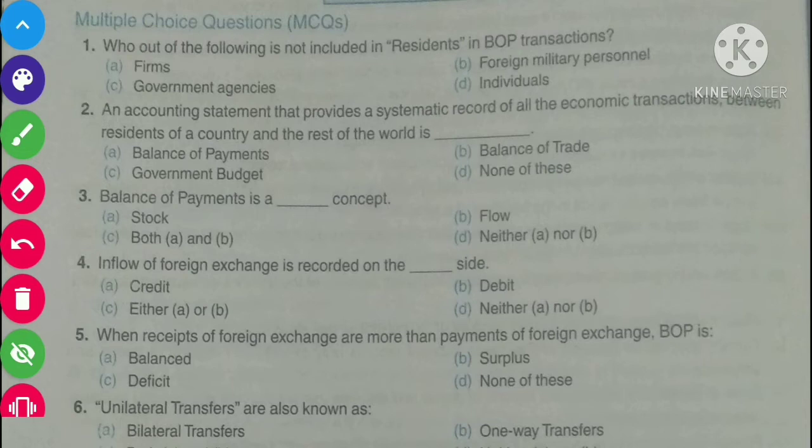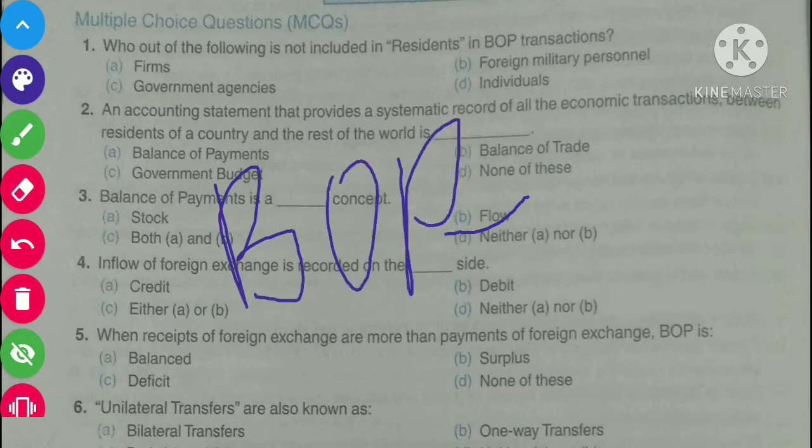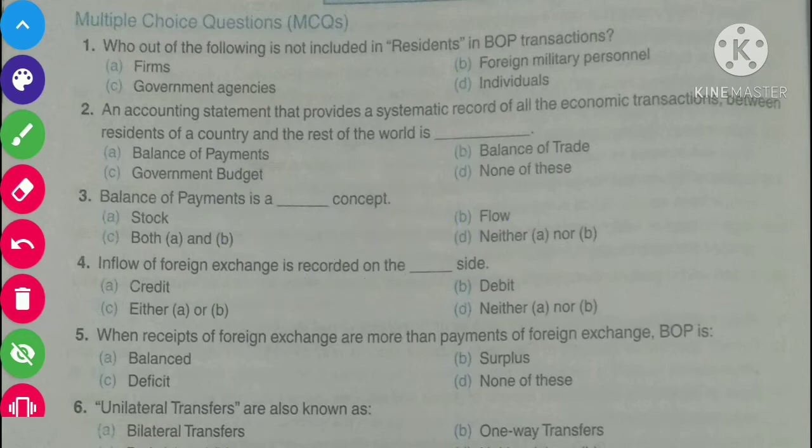So move to next question number 3. Balance of payment is a dash concept. Option A, stock. Option B, flow. Option C, both A and B. Option D, neither A nor B. Its correct answer is flow concept. Balance of payment, BOP, is a flow concept. Move to next question number 4.